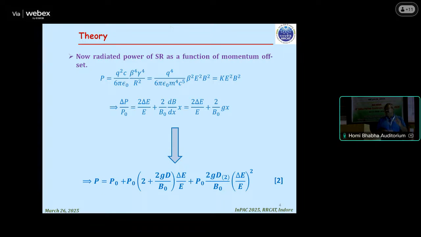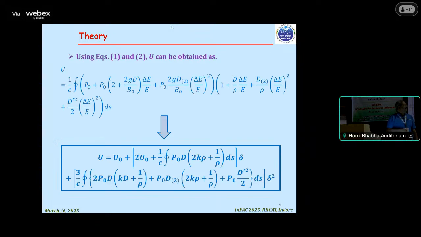If we combine the path length and this power in the integration, we finally find the radiated energy per turn by the electron in this fashion. This is the momentum independent term. This is a momentum offset independent term. This is the first term, which depends on the first order of the momentum offset. This term shows the second order momentum offset. In general, if we want to calculate the damping time in an electron storage ring, up to this point, these formulations are used. This is the new added term here.